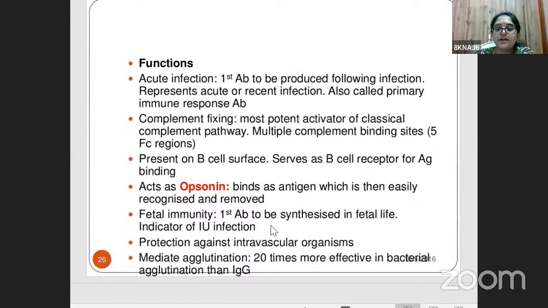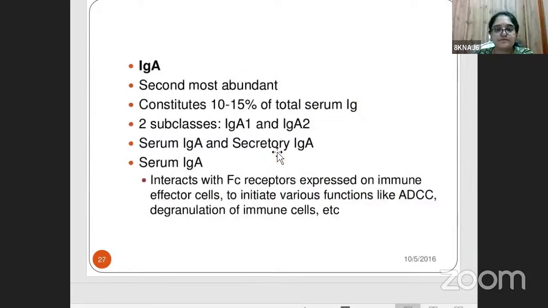In fetal immunity, it is the first antibody that is synthesized in fetal life, and it is an indicator of intrauterine infection. It also helps in protection against intravascular organisms, and it helps in the mediation of agglutination. It is around 20 times more effective in bacterial agglutination than IgG.